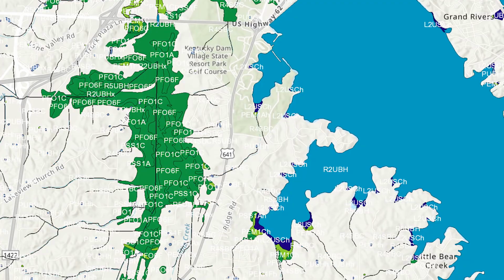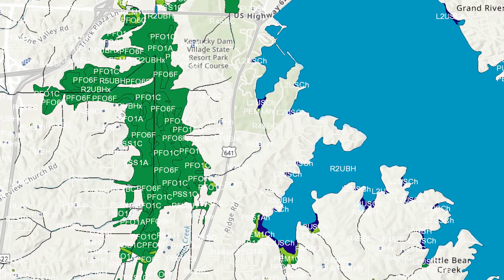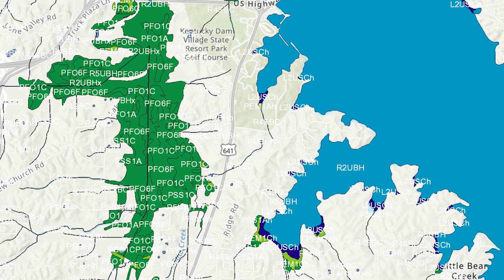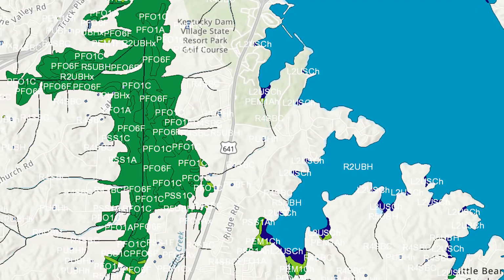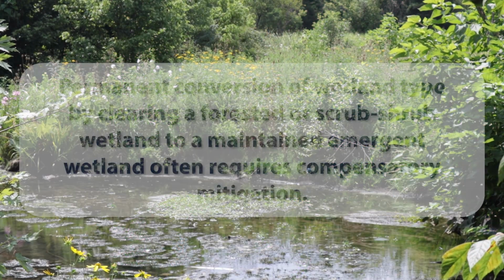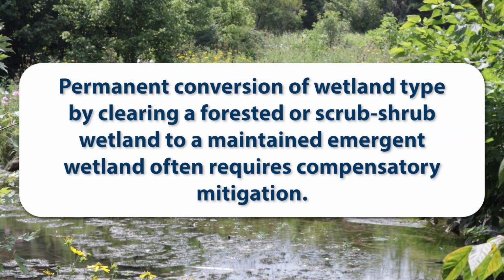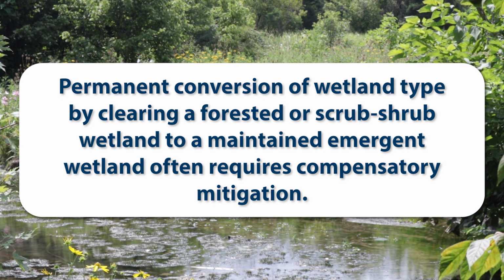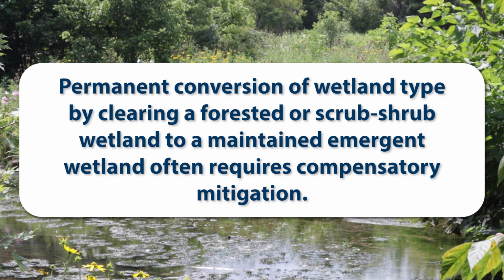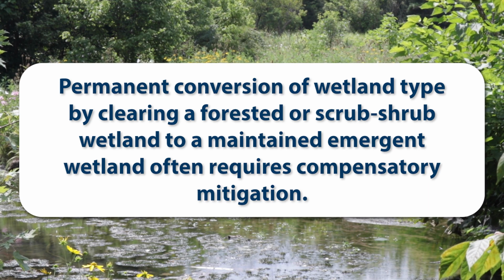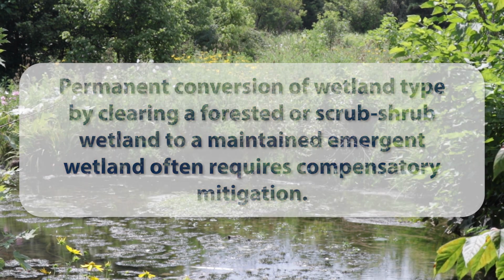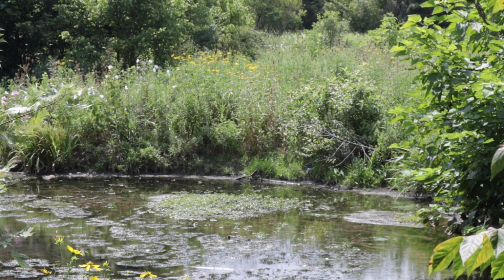It could be relevant to break down each wetland area or acreage by its wetland type, especially if compensatory mitigation would be required. Note that permanent conversion of wetland type by clearing a forested or scrub-shrub wetland to a maintained emergent wetland often requires compensatory mitigation to offset the loss of resource functional value.